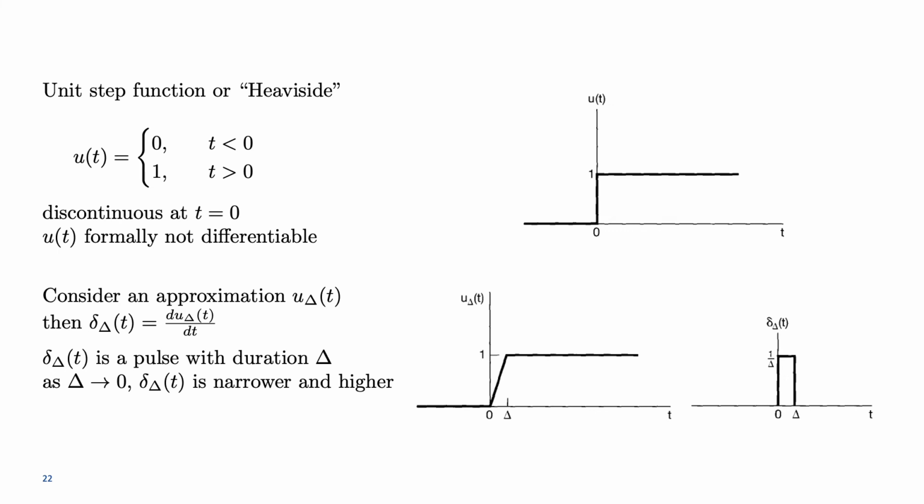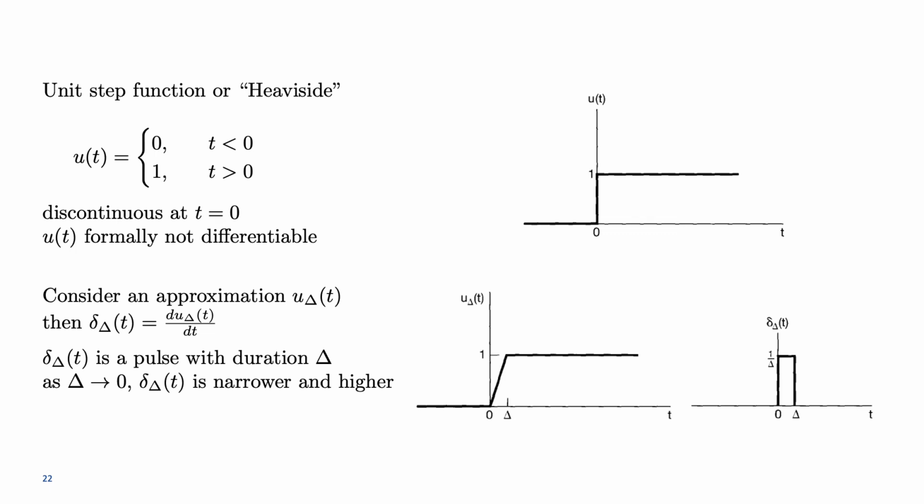Well, we will consider an approximation of the step function, which we call u delta of t. So basically, instead of looking at a step that instantly, in no time, goes up from 0 to 1, we create a step that takes some time to go up from 0 to 1. It takes a time delta, to be precise, okay? We call this u delta of t. And you see this at the bottom left, okay?